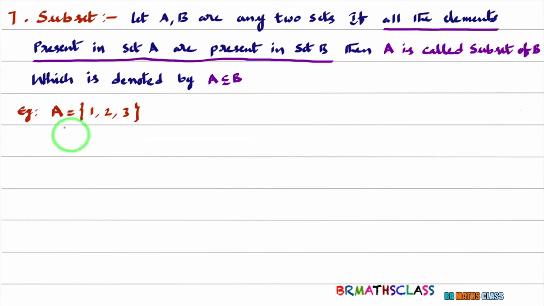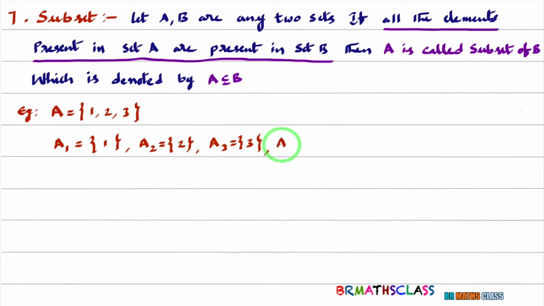Now, I'll try to write all the subsets of A. I'll consider a set like this. You observe all the elements present in this set are present in A. Yes, this set contains one element, that is 1. That element is there in this set? Yes. So, this A1 is subset of A. Similarly, you observe this set A2. All the elements present in this set are present in A? Yes. So, this is subset of A. All the elements present in A3 are present in A? Yes. So, this is subset of A.